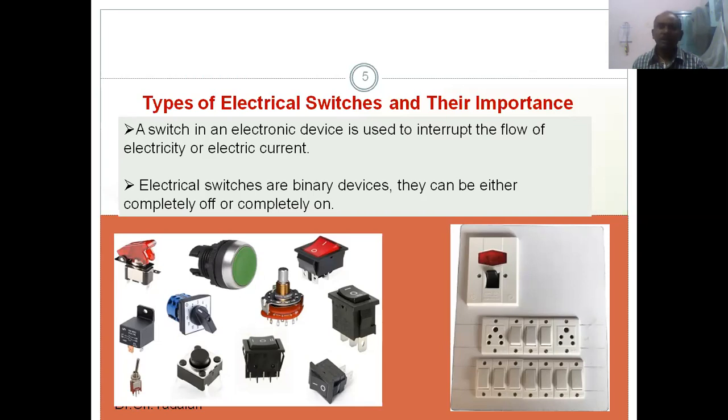So let us see the definition of the switch. A switch is an electric device used to interrupt the flow of electricity or electric current. So electrical switches are binary devices. That means they can be either completely off or completely on. If it is completely off, that means 0, and if it is completely on, it is 1. That means it is a 1 or 0. 1 indicates the circuit is closed and 0 indicates the circuit is open.